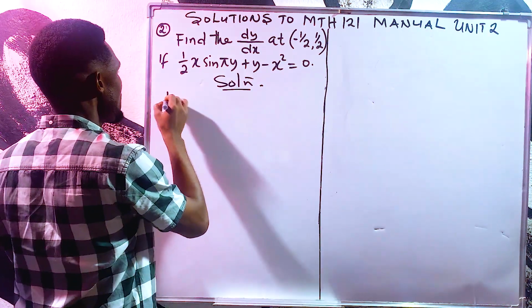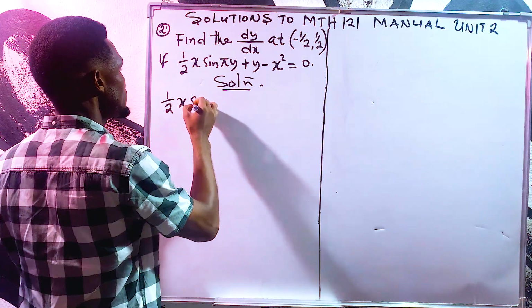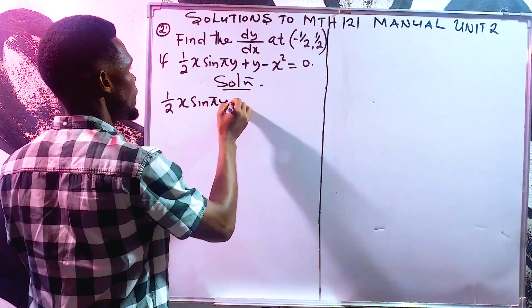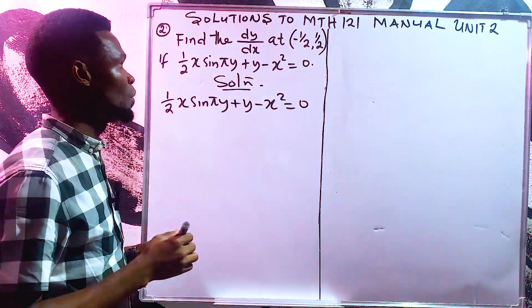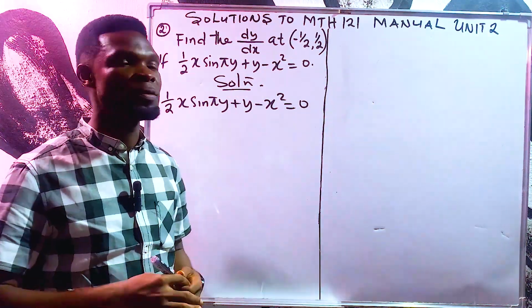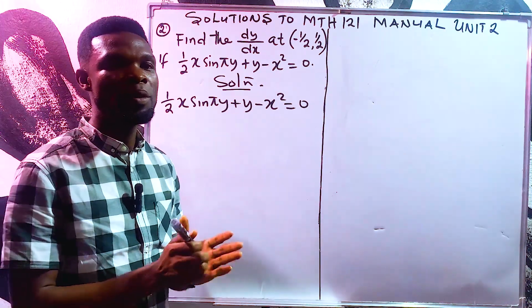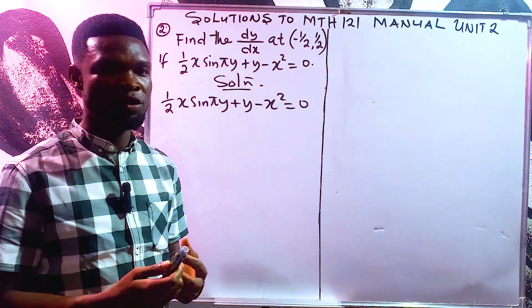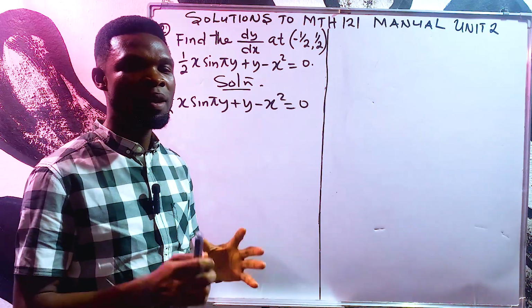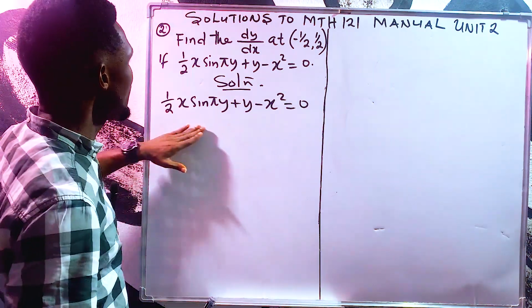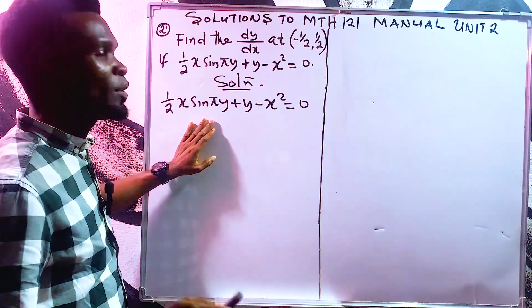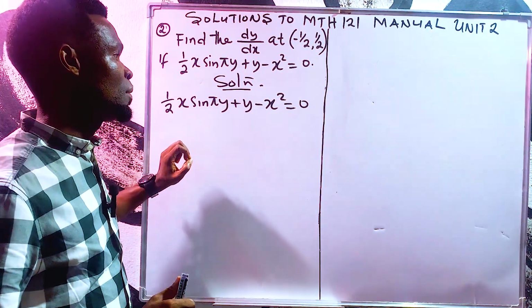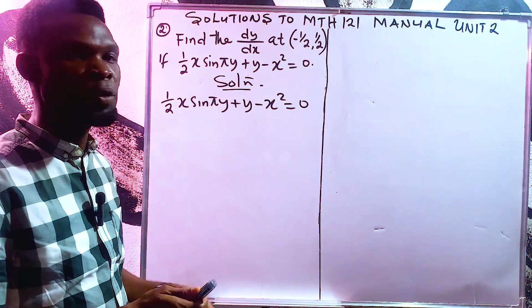So I have half x sine pi y plus y minus x squared equals 0. Remember, I'm just providing the solution to this question, so I may not dwell so deeply on teaching, but definitely I will solve the problem. So how do you solve this problem implicitly? Now there's a shortcut to solve this that requires using a certain formula.